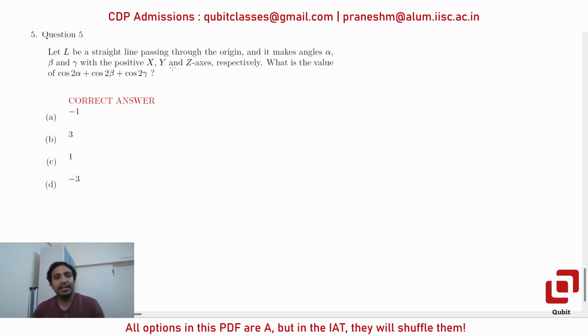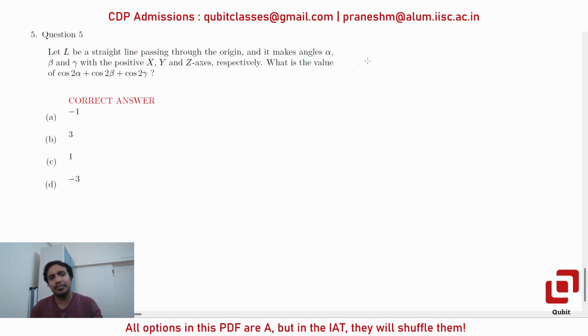Question 5, very simple question. Let L be a straight line passing through the origin, and it makes angles alpha, beta and gamma with positive x, y and z axes respectively. What is the value of cos 2 alpha plus cos 2 beta plus cos 2 gamma? This is actually a standard NCERT textbook problem converted to MCQ, and it has also been repeated many times in many state level engineering entrance examinations.